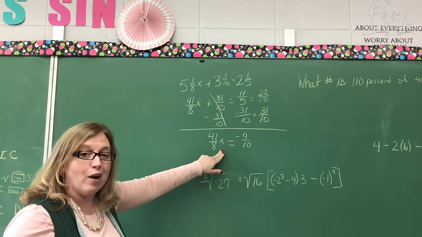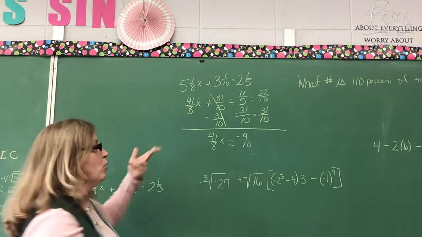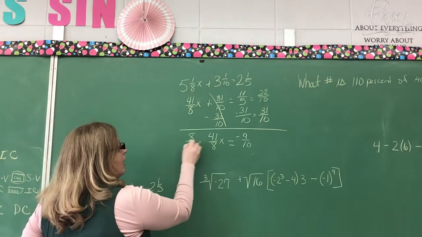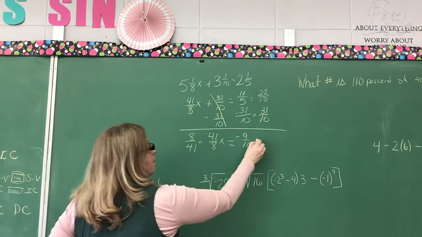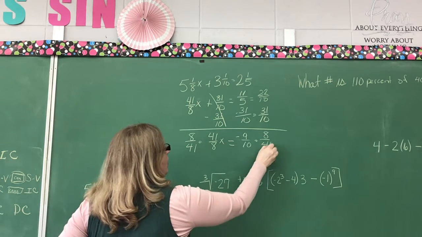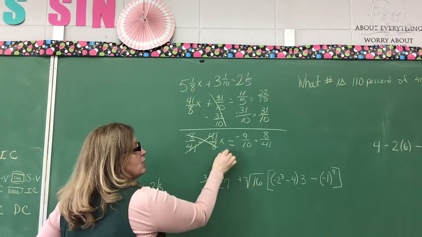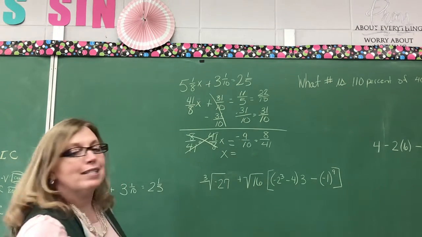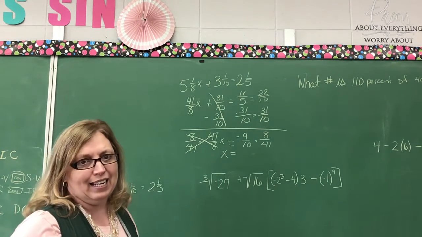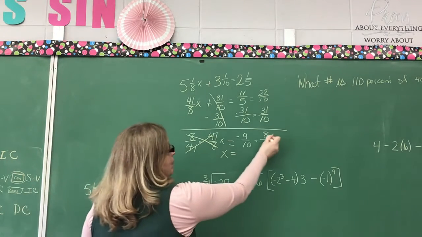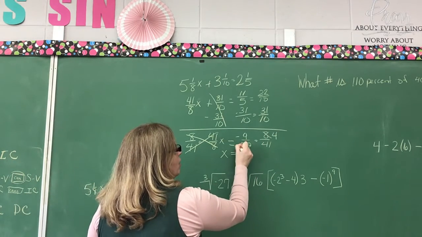But when you divide, you're actually using its reciprocal. So we're going to flip it upside down: 8 over 41. These guys cancel, leaving us only the x. I look over here and say, is there anything that I can cancel? Well, yes. 8 becomes a 4 and 10 becomes a 5.